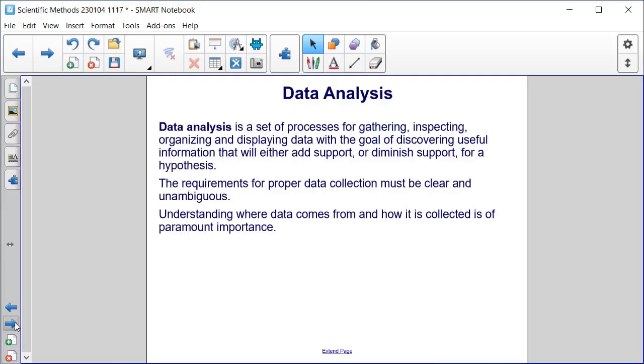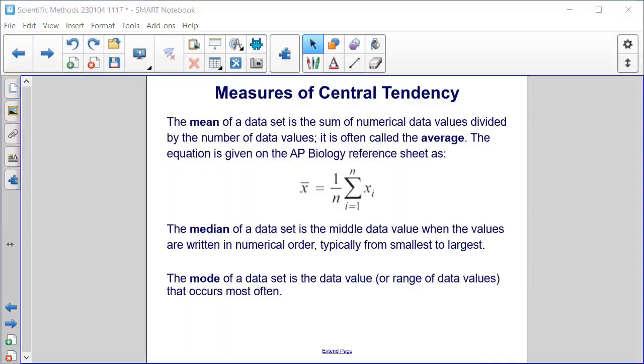Data analysis is a set of processes for gathering, inspecting, organizing, and displaying data with the goal of discovering useful information that will either add, support, or diminish support for a hypothesis. The requirements for proper data collection must be clear and unambiguous. Understanding where data comes from and how it is collected is of paramount importance.